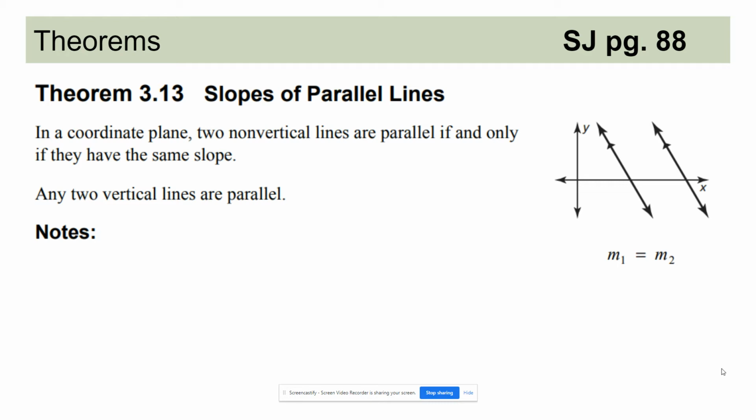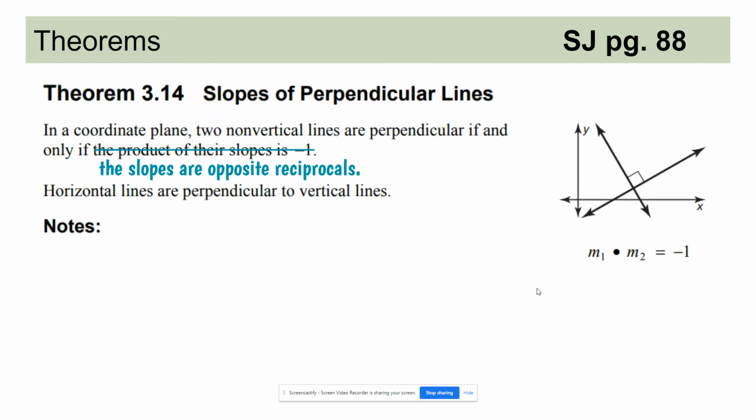But parallel lines, their slopes are special because parallel lines, since they're going in the same direction and they're never going to intersect, they have slopes that are the same. They're equal. So our parallel lines have the same slope. They will be exactly the same.